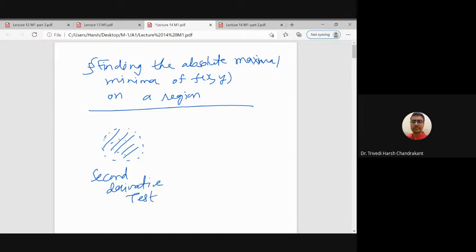And on the other hand, we studied the Lagrange multiplier method. Whenever we are given a function which we want to maximize or minimize on the boundary of the set, there we studied the Lagrange multiplier method.